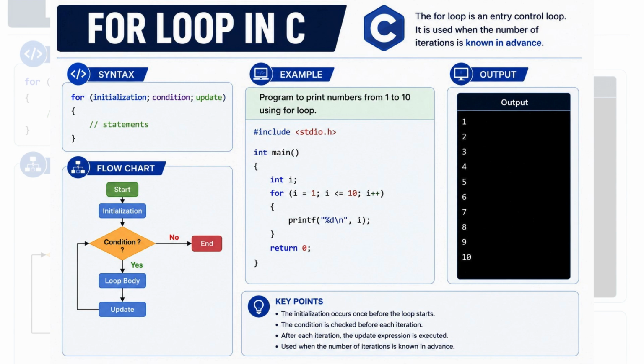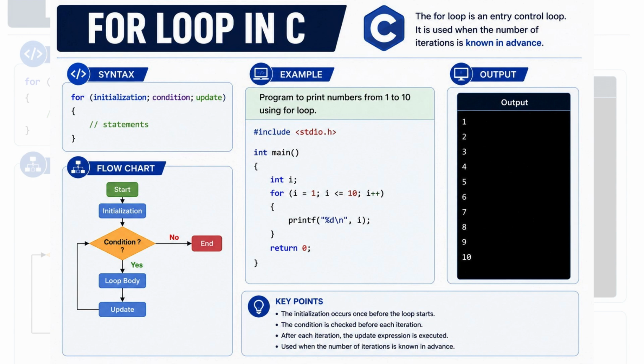Here the variable I is initialized to 1. The condition I is less than or equal to 10 is checked before each iteration. If the condition is true, the current value of I is printed. Then I is incremented by 1 using the update expression. This cycle continues until I becomes 11. At that point, the condition becomes false. The loop terminates and the program ends. The output displays the numbers 1 through 10.